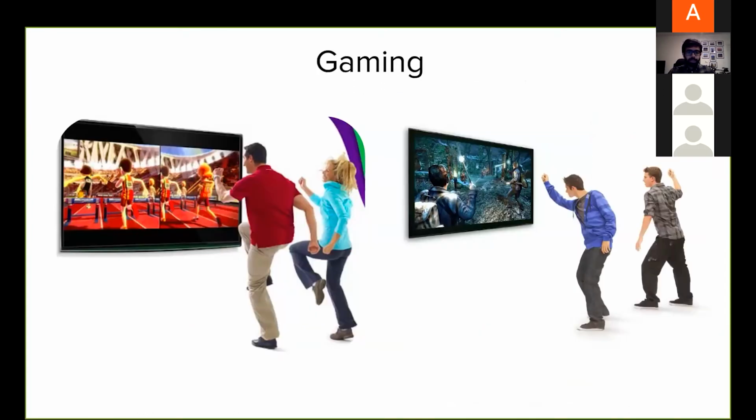Then there's gaming. So there are so many innovations that have happened in graphics, and now we have all these new gaming experiences with Microsoft Kinect and Nintendo Wii, in which you can just move, and with cameras and some sensors, the computer vision algorithms are able to identify what actions you're doing and actually emulate them in the game. So this is pretty interesting as well.